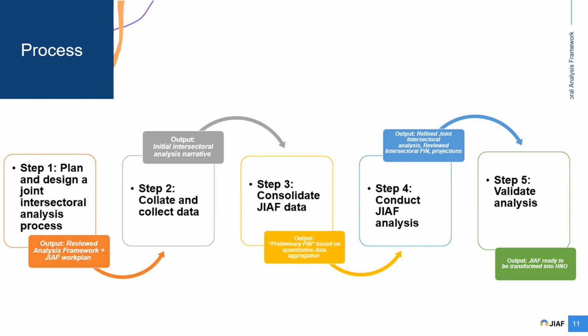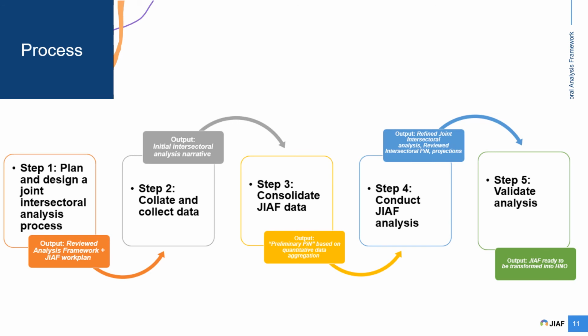Step 2 is where one collates and collects the data. This is where the initial intersectoral analysis narrative is being developed. Step 3 is where one consolidates the JIAF data. This is when the work around the indicators happens. With the help of the indicators, a preliminary PIN, people in need number, will be developed.